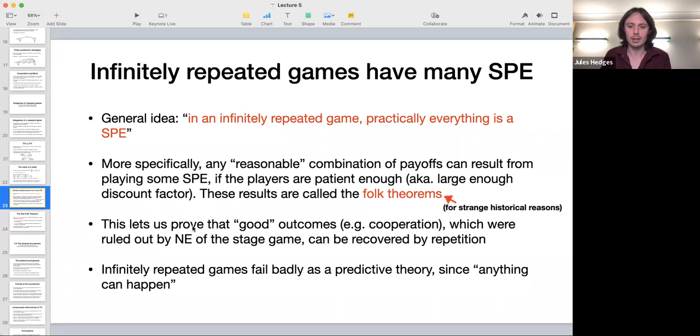So this gives us a kind of framework for proving that certain outcomes like cooperation can happen in an infinitely repeated game without having to go through all of these nasty calculations. We can kind of use one of these theorems as a black box. On the flip side, what this means is that infinitely repeated games fail kind of badly as a predictive theory because they sort of say anything can happen, and they don't rule things out.